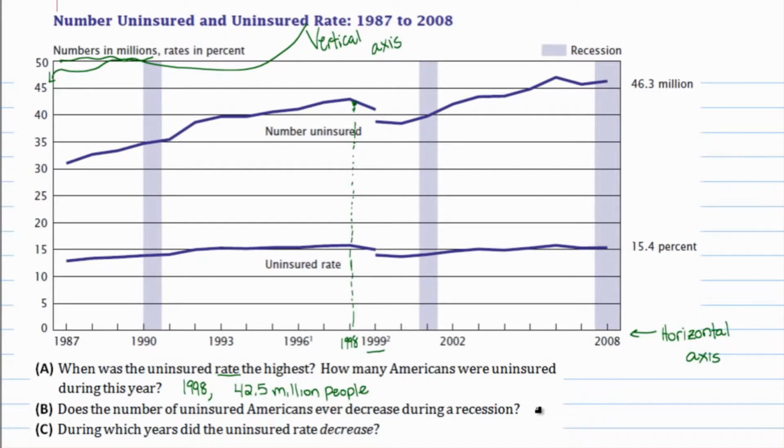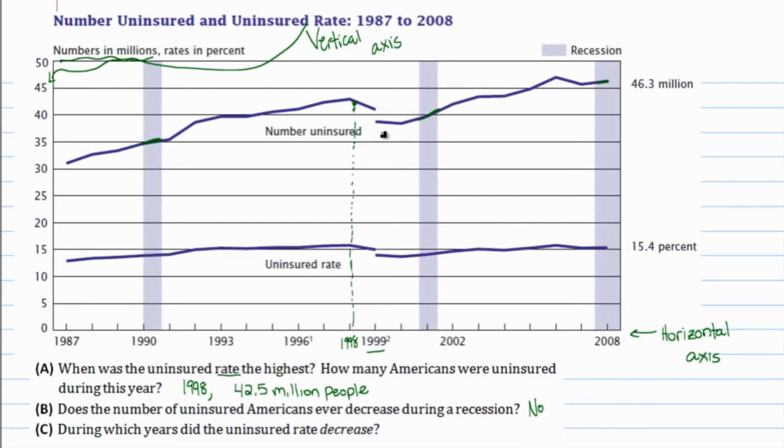Does the number of uninsured Americans ever decrease during a recession? Now, the stuff that's in purple is considered to be a recessionary period. So the question is, does the number of uninsured Americans, so the number would be the upper bar, ever decrease during a recession? Let's look at this first recession here, and I see the number of Americans uninsured is increasing. Second recession, it's increasing. Third recession, it's even increasing slightly. So does the number ever decrease? Nope, it's always increasing during a recession.